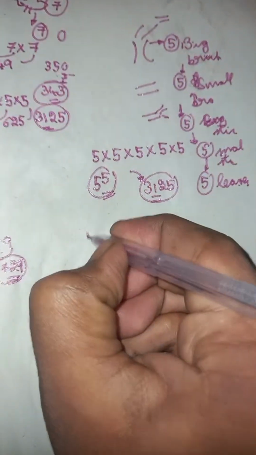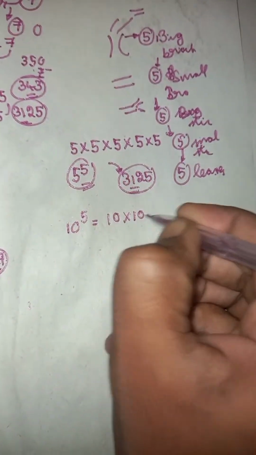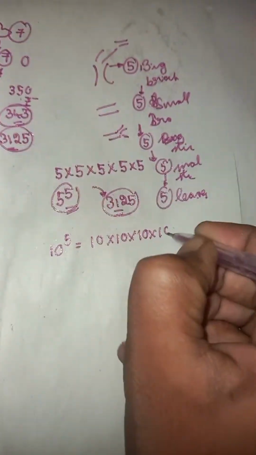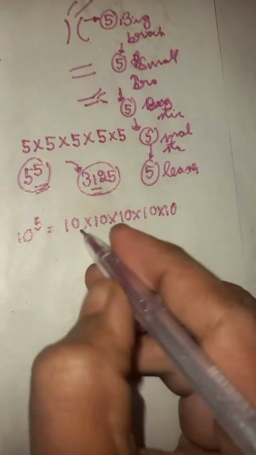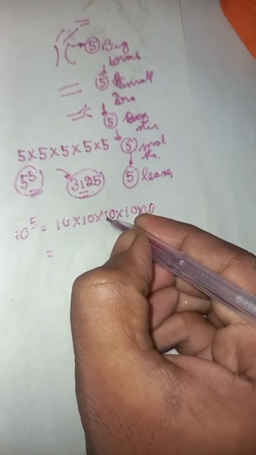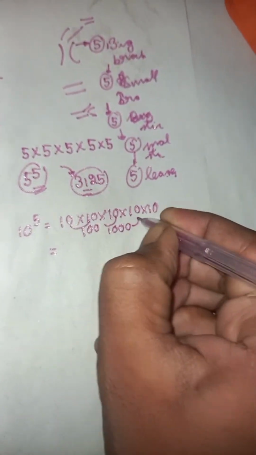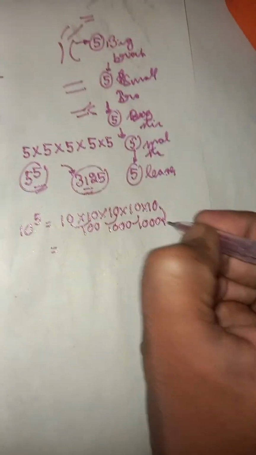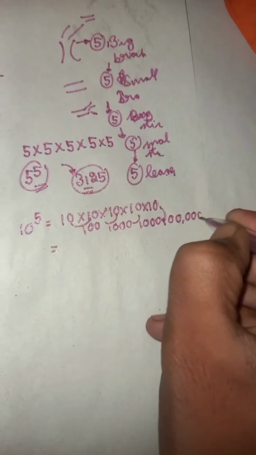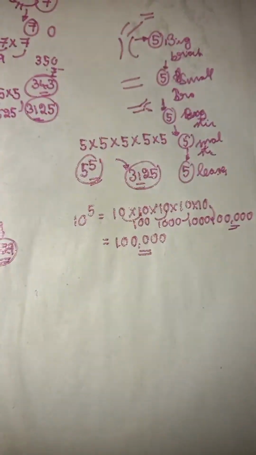Now you can easily find what 10 to the power of 5 is. If you multiply 10 five times, you need to do it again and again. You will find 10 times 10 is 100, 100 times 10 is 1000, 1000 times 10 is 10,000, and 10 times that is 100,000. 100,000 is the actual value of this.